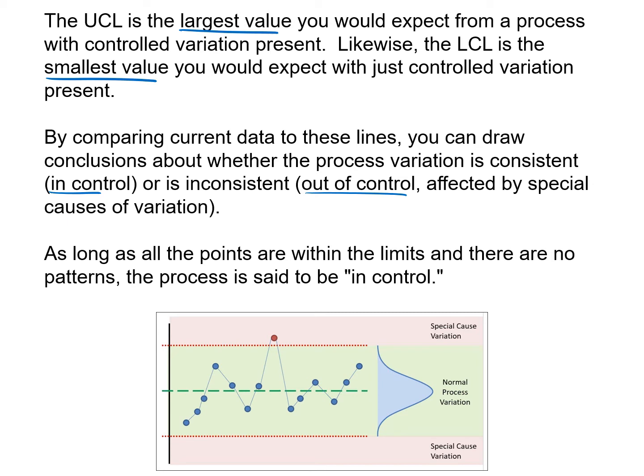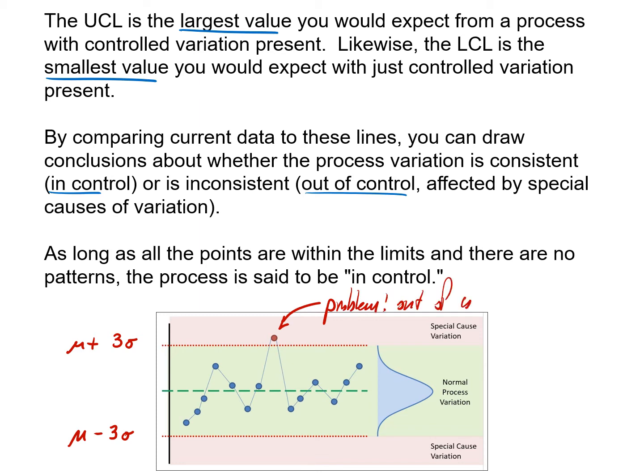So long story short, you know the target is in the center of this. That's what your sample means should be. And your maximum points are your mean plus 3 standard deviations one way, and your mean minus 3 standard deviations the other way. Anything above those lines is a problem.